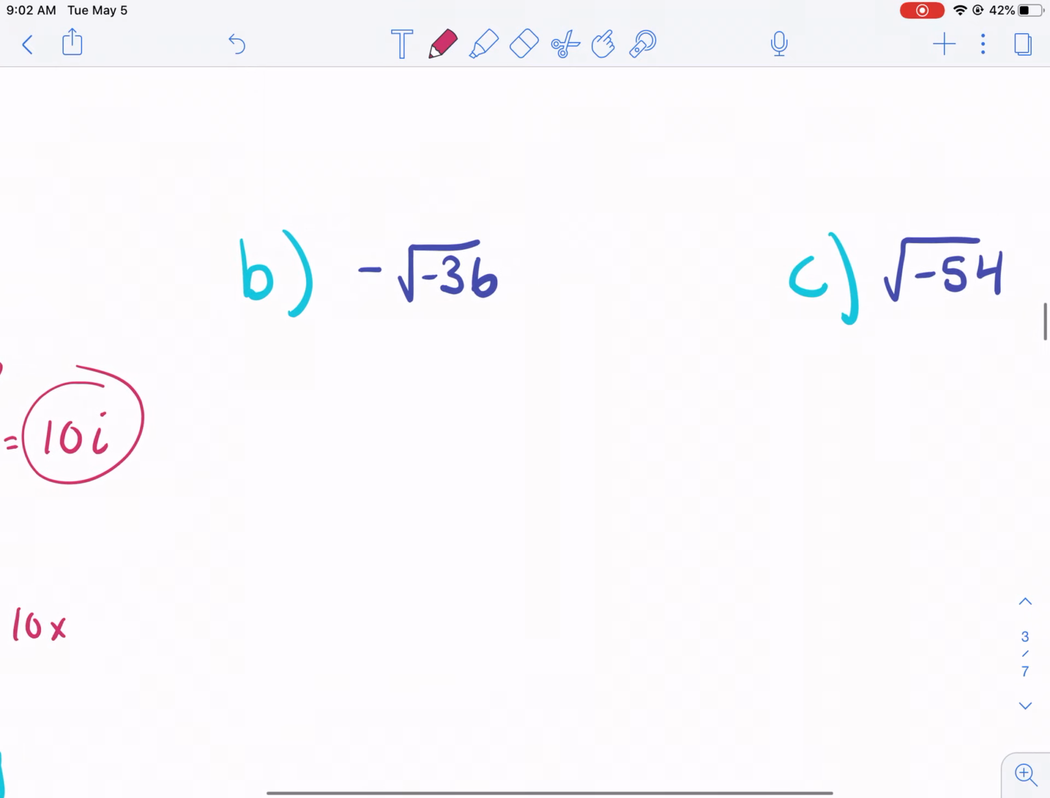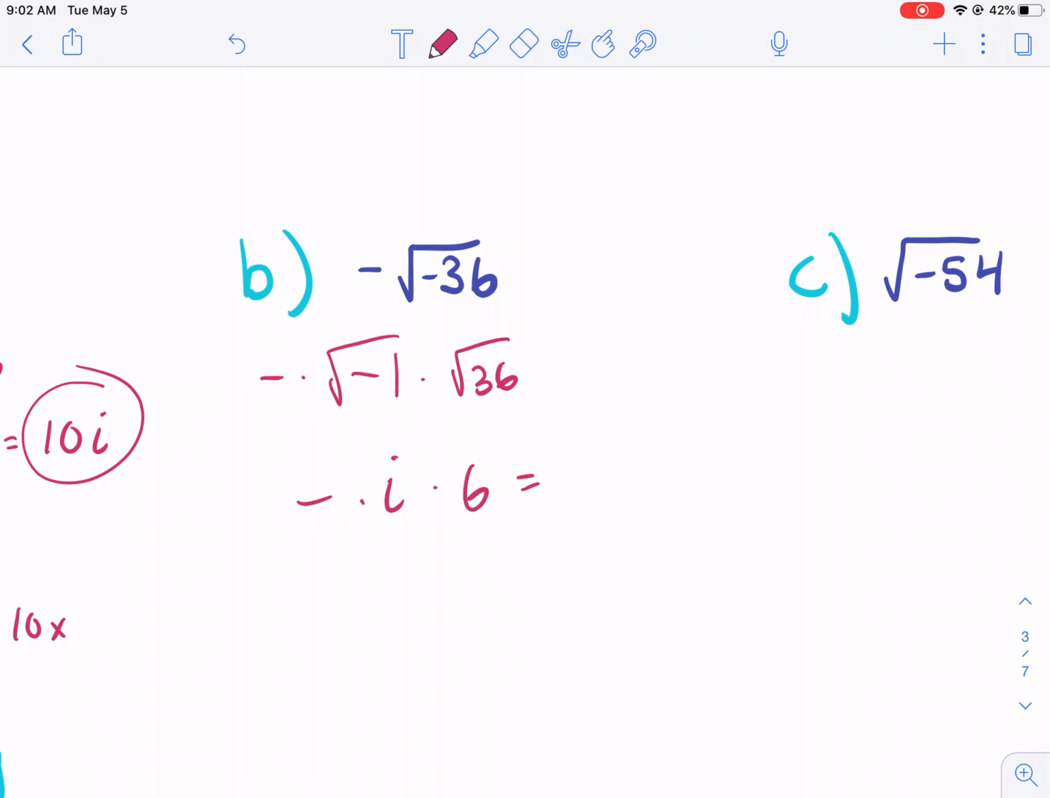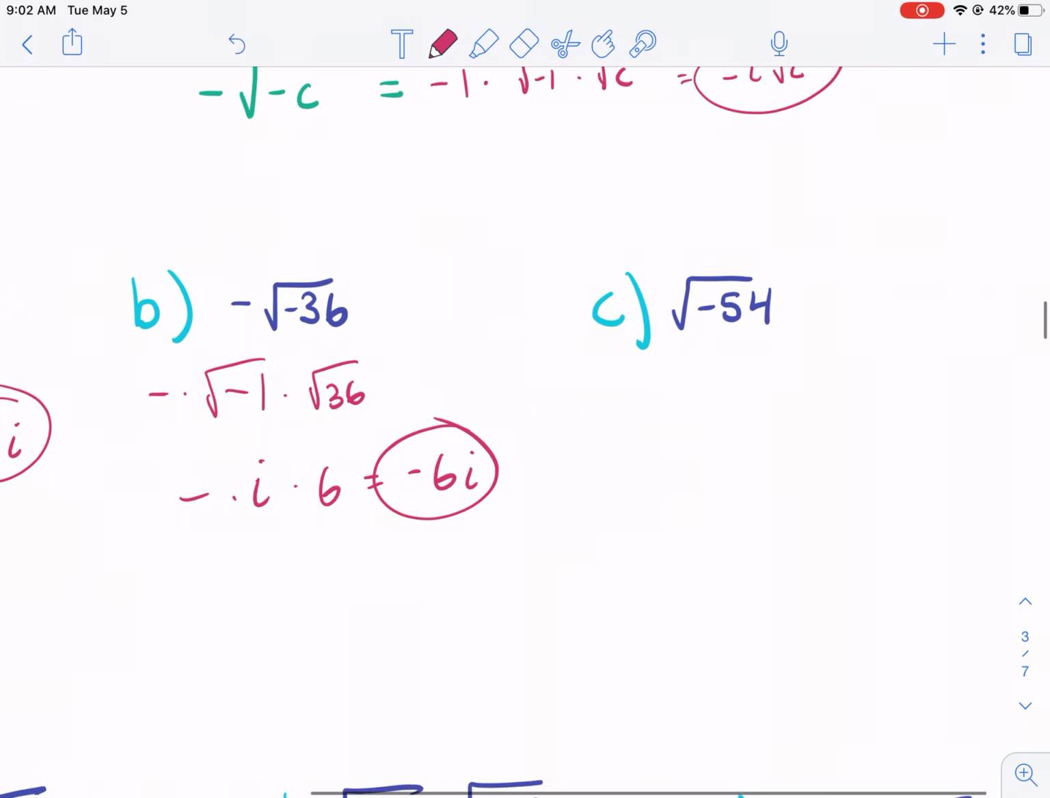Now, let's say we have a negative out in front. It doesn't change much. We write it as negative times the square root of -1 times the square root of 36. That's i times the square root of 36, which is 6. Don't forget the negative. Sorry, I forgot the negative. So it's equal to -6i, and that's our answer.